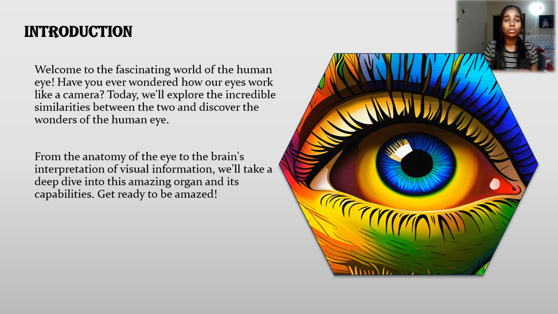So when we talk about a human eye and a camera, there are a lot of similarities between these two. From the anatomy of the human eye to the brain's interpretation of this visual information, we'll take a deep dive into this amazing organ.